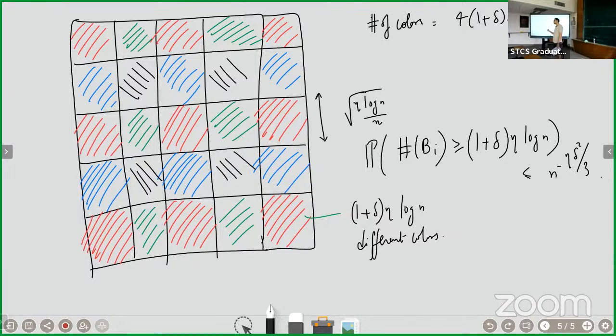It's not necessary that exactly the number of points in each box is 1 plus delta eta log n. There could be more than that, in which case I have to assign the same color to more than 2 nodes. So what is the probability of that happening? That's arbitrarily small, so I don't have to worry about it.